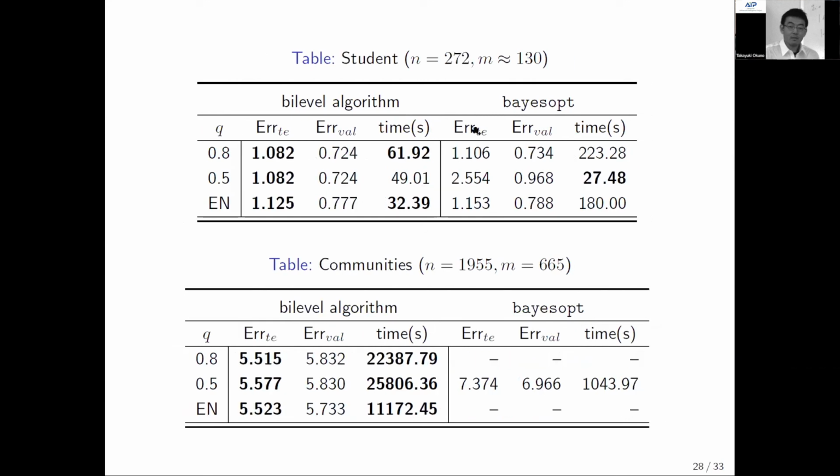The student data also shows a similar tendency. And as for the communities data, with N close to 2000, Bayesopt cannot find a solution within the limited time. Our algorithm successfully finds a solution, but the CPU time tends to be very large. This is because our algorithm solves a constrained optimization problem as a subproblem at each iteration.